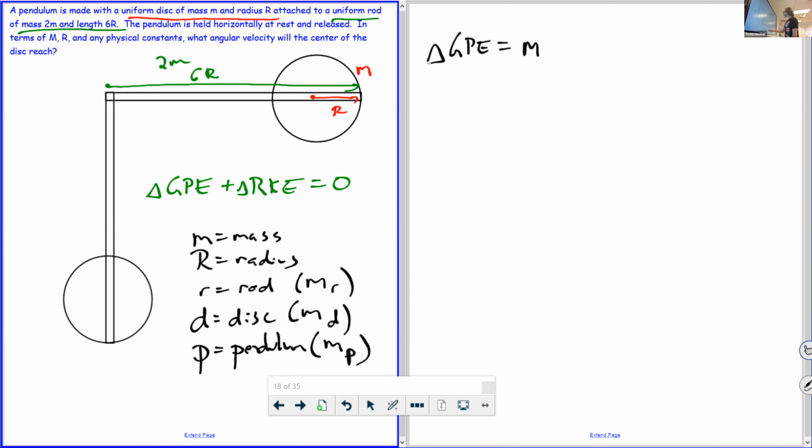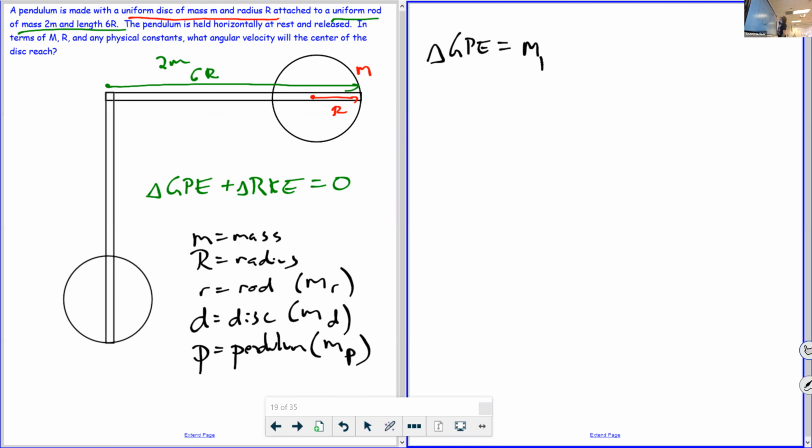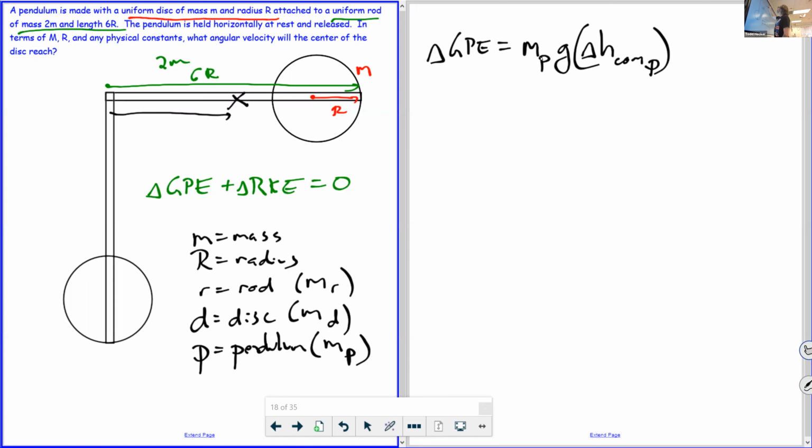Okay, so I'm going to use some shorthand over here. All right, so the change in GPE is equal to the mass of the pendulum times g times the change in height of the center of mass of the pendulum. All right. So we need to find the position of the center of mass. So the idea is our center of mass is going to be here. And as it swings down, then our change in height will be the same as that position of the center of mass, right? Because it starts up here and it's going to go down to here. So this distance is the same as this distance.